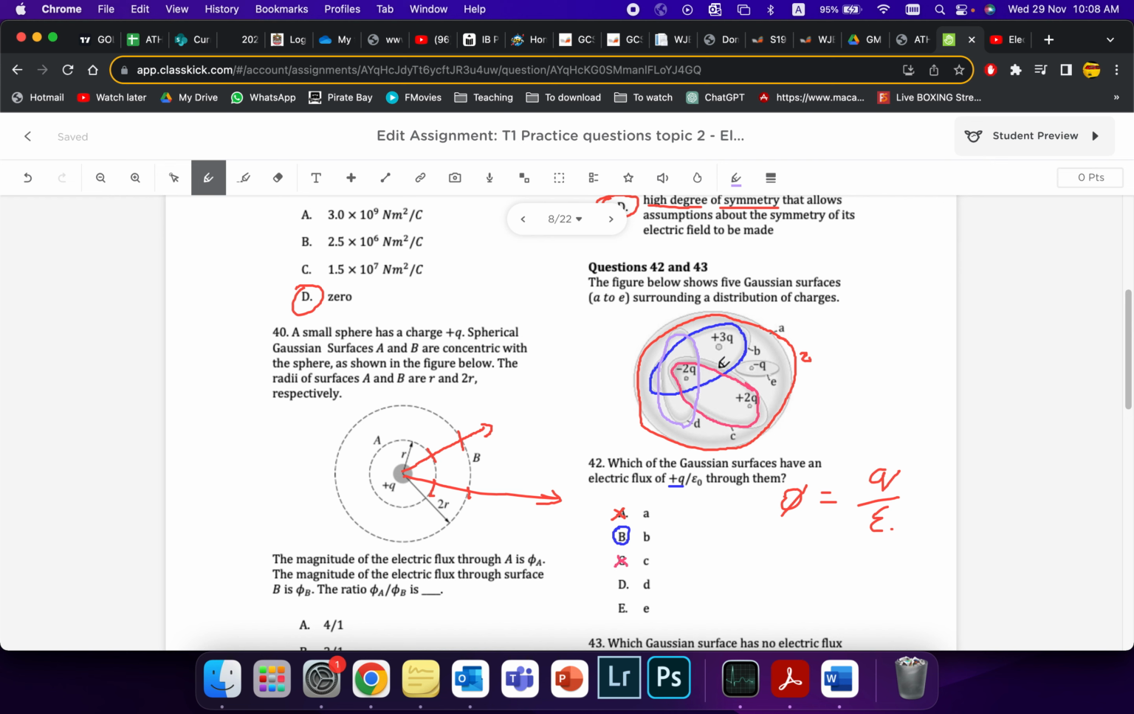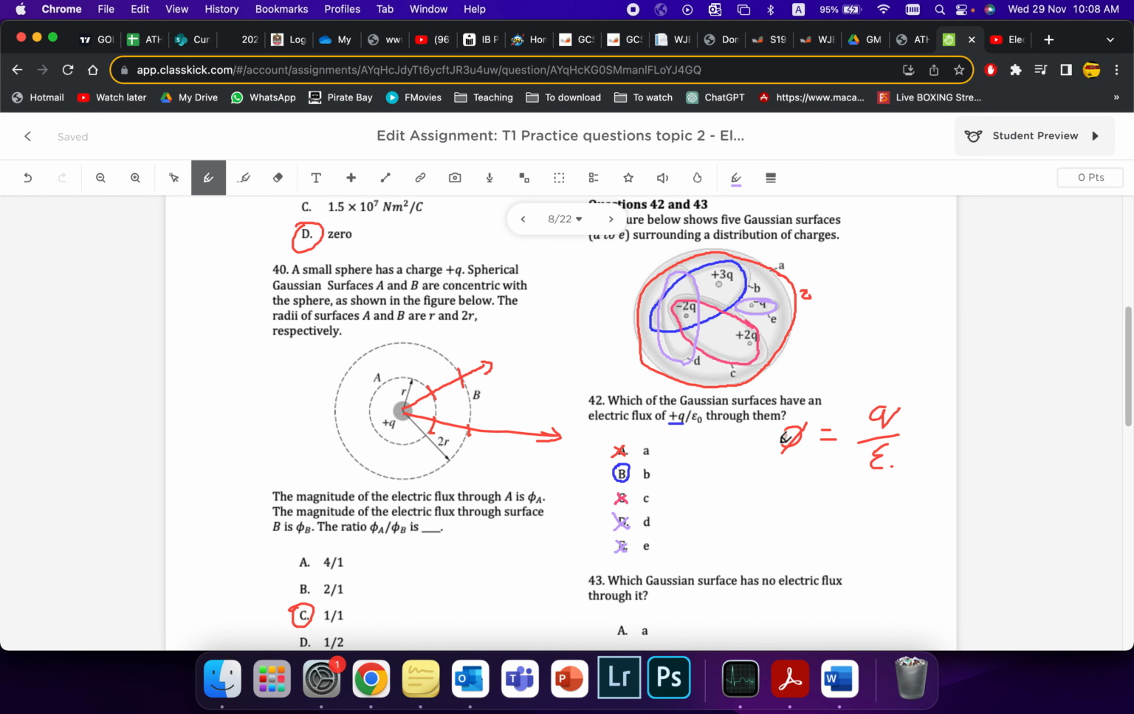These charges will come in and out. They will cancel themselves out, basically. The only enclosed charge is -2, not possible. And of course, E is -1. I can see that right here, that's -1. We already know that's wrong. B is the answer. I hope that makes sense.